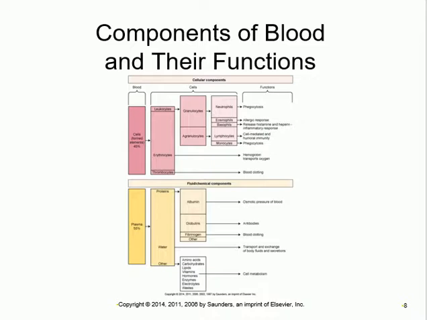Here are the cells. You have leukocytes, you have erythrocytes, thrombocytes. Just leukocytes, and there was actually a model like this showing you granulocytes, agranulocytes, neutrophils, eosinophils, basophils, lymphocytes, and monocytes. These are the different types of white blood cells, okay? Neutrophils, eosinophils, basophils, lymphocytes, and monocytes.